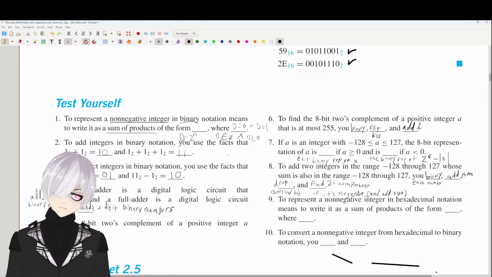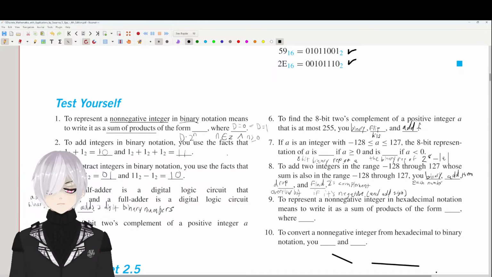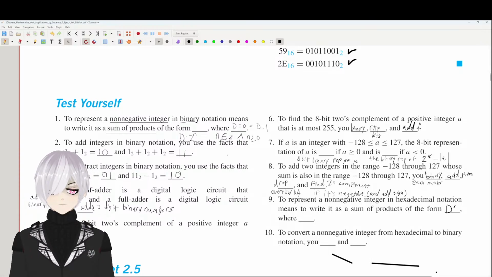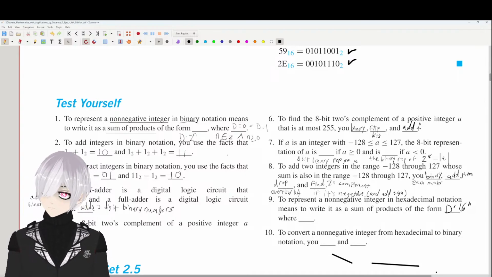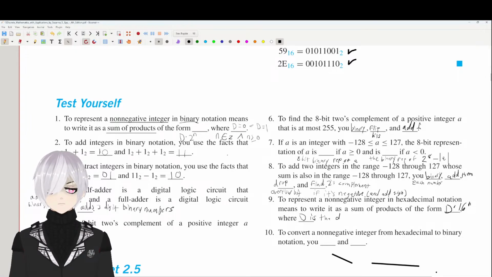To represent a non-negative integer in hexadecimal notation means to write it as a sum of products of the form d times 16 to the n, where d is a digit and n is a non-negative integer, and d equals any of those 16 digits: 0, 1, 2, 3, 4, 5, 6, 7, 8, 9, a, b, c, d, e, f.